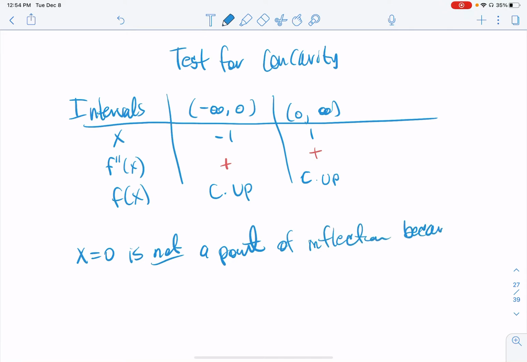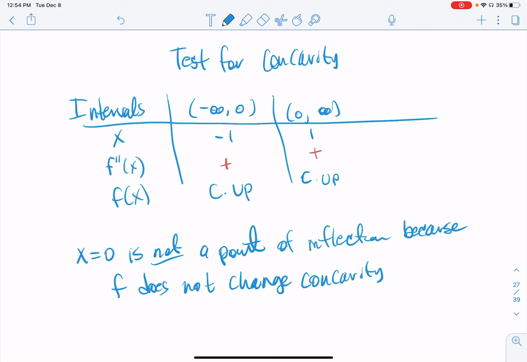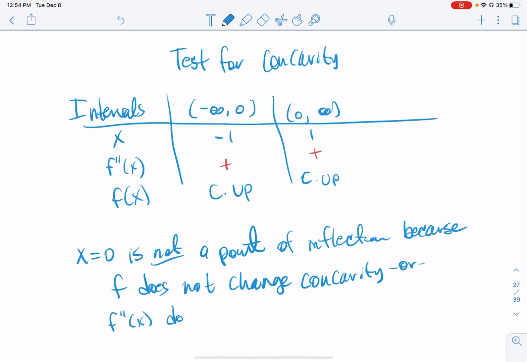because, let's see, f does not change concavities. Change concavity. I can justify like that. I can also say that f double prime of x does not change signs at x equals 0. Right?